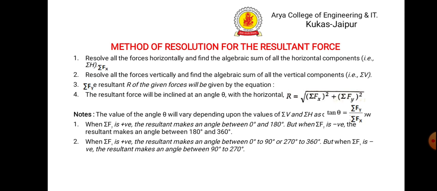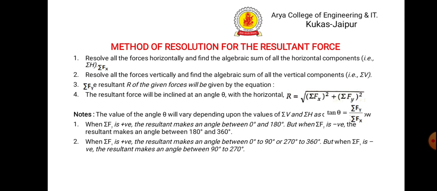The last step is the position of the resultant force. The resultant force will be inclined at an angle theta with the horizontal, such that tan theta equals summation Fy upon summation Fx. Now how will you find in which quadrant the resultant will act? When summation Fy is positive, the resultant makes an angle between 0 degrees and 180 degrees. But when summation Fy is negative, the resultant makes an angle between 180 degrees and 360 degrees.